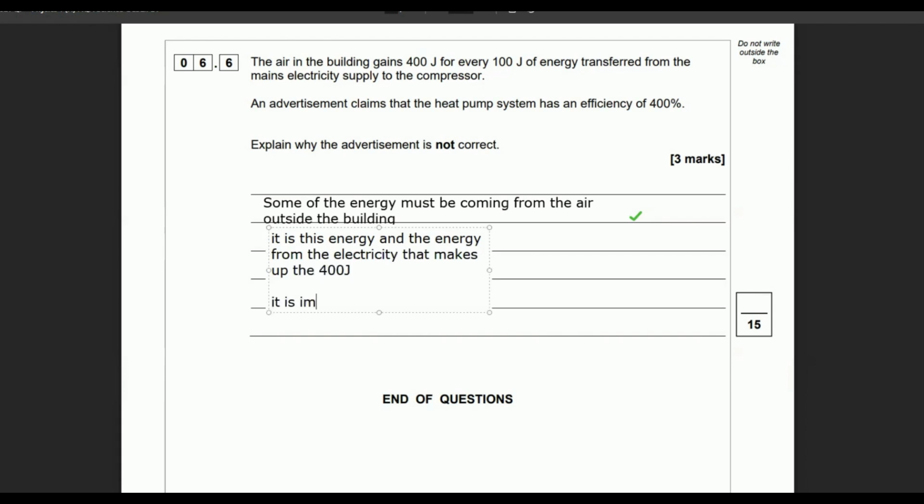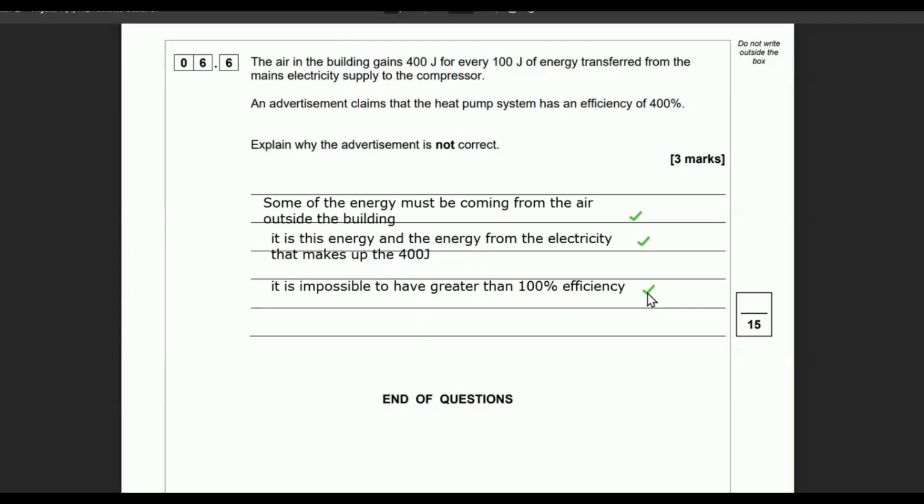It is impossible, yes, to have greater than 100% efficiency. You can't get energy from nothing. If anyone had discovered how to turn 100 joules into 400 joules, get 400% efficiency, they'd be the richest person in the universe.